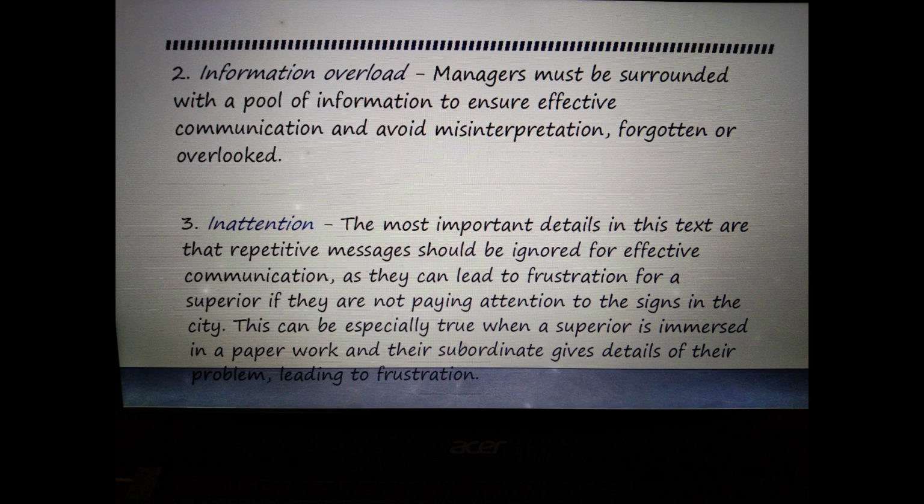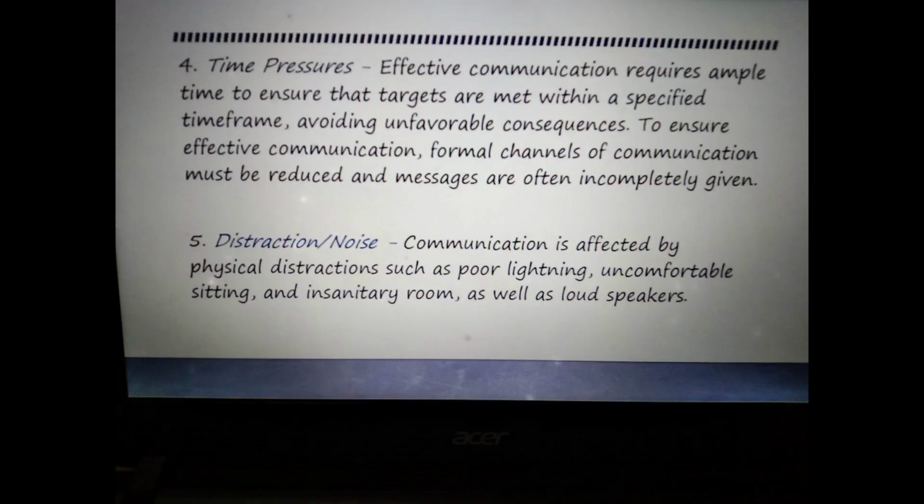Number 3, inattention. Repetitive messages should not be ignored for effective communication, as they can lead to frustration for a superior if they are not paying attention. This can be especially true when a superior is immersed in paperwork and their subordinate gives details of their problem, leading to frustration.